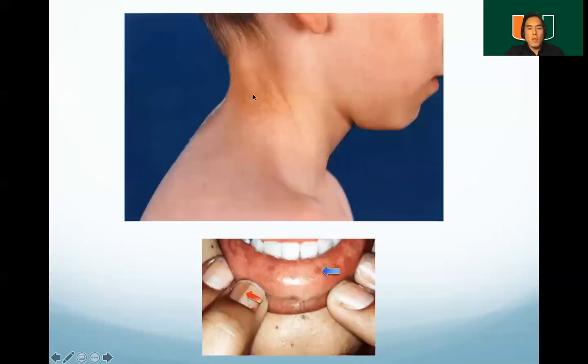So these are the signs that you see. It's described as a golden color, right? Skin. And it's usually in the creases of the skin, right? The nape of the neck, also in the gum, right here is the hyperpigmentation you see in the gum.